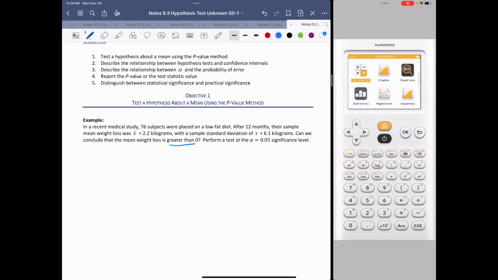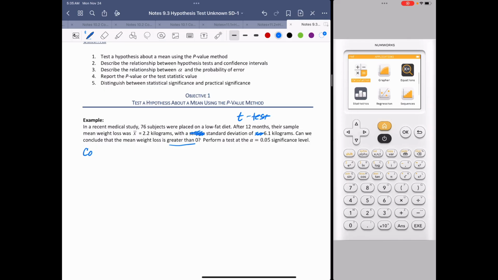Now, notice it says sample standard deviation. Even if it didn't say sample, and if it didn't say S, that is still sample standard deviation. Remember, it has to say sigma to be population. So this is not sigma, this is sample. So I'm going to do a t-test.